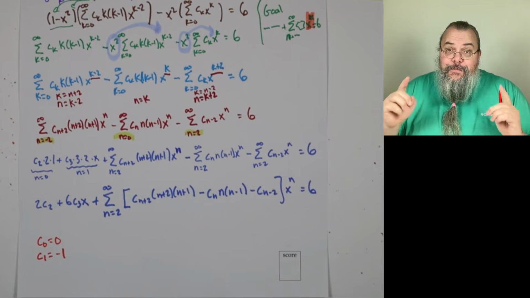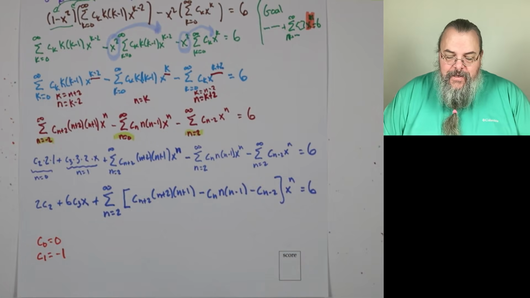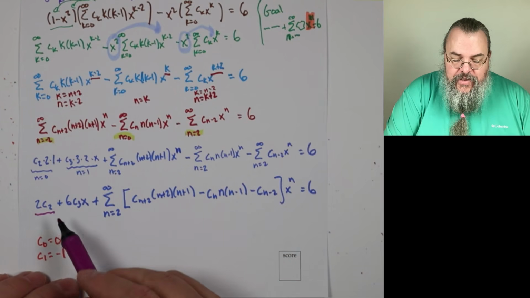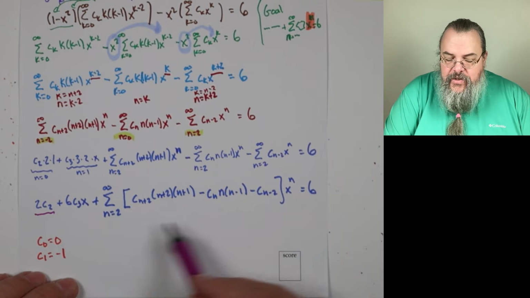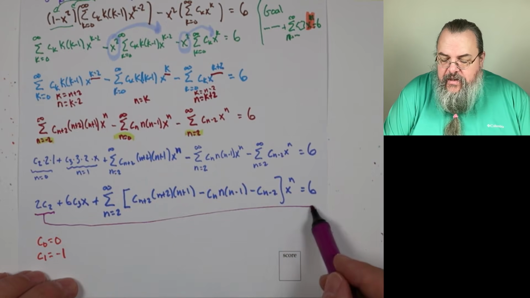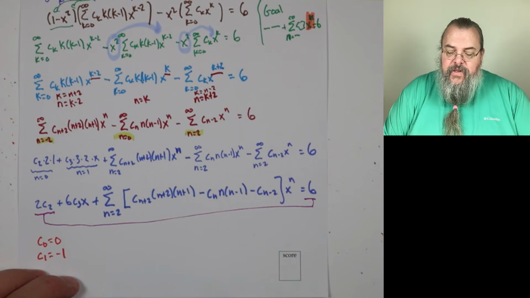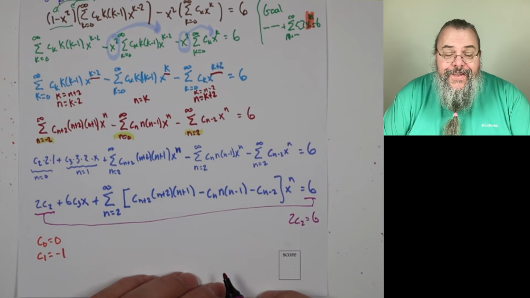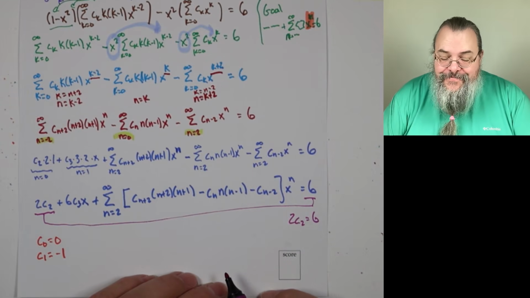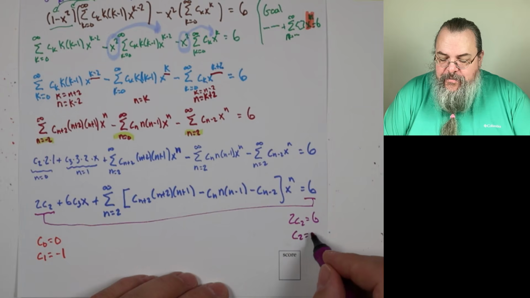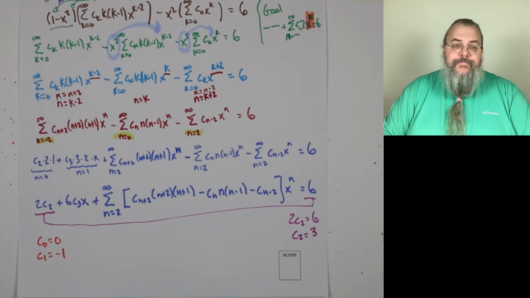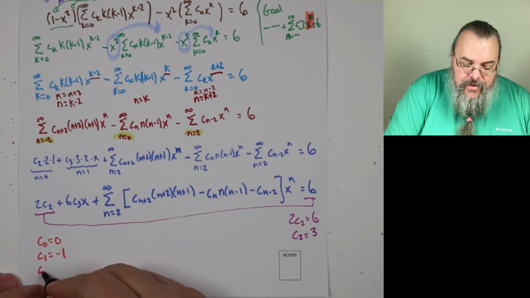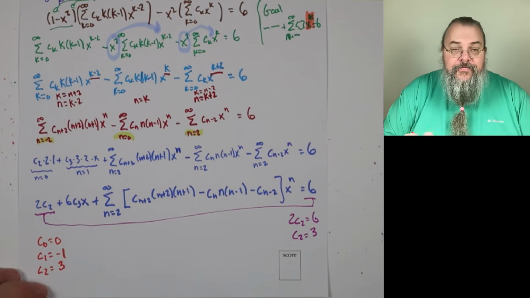Now, we're going to play a matching game. Notice here, on the left-hand side, our constant is 2c2. That has to match our constant on the right-hand side, which is 6. So 2c2 has to equal 6. What does that tell us about c2? c2 better be 3.